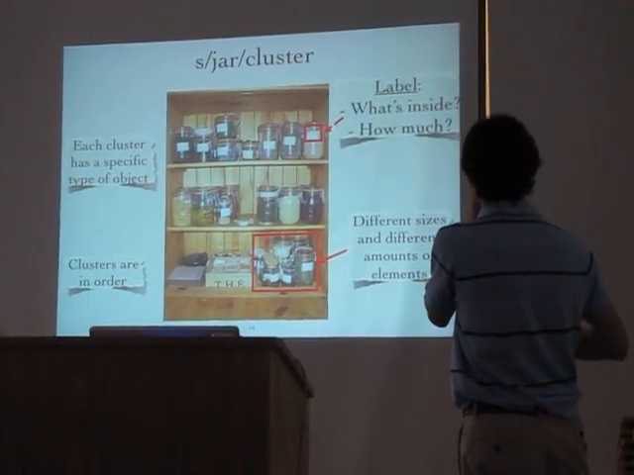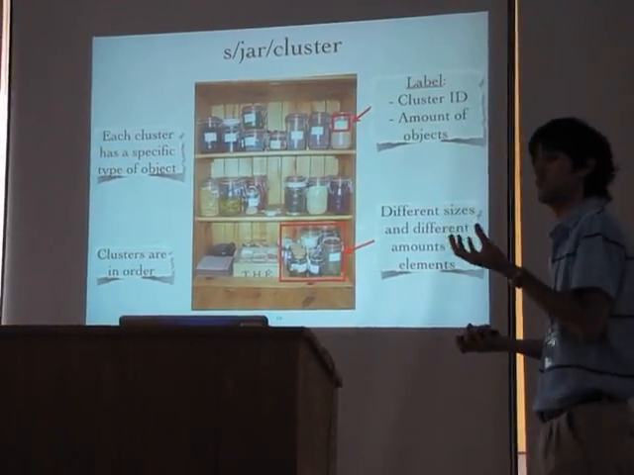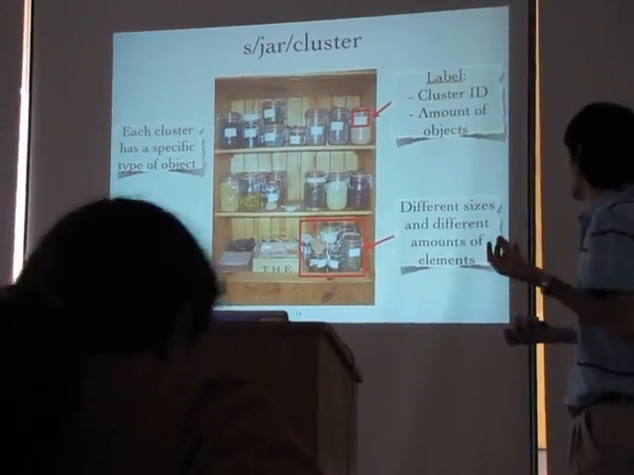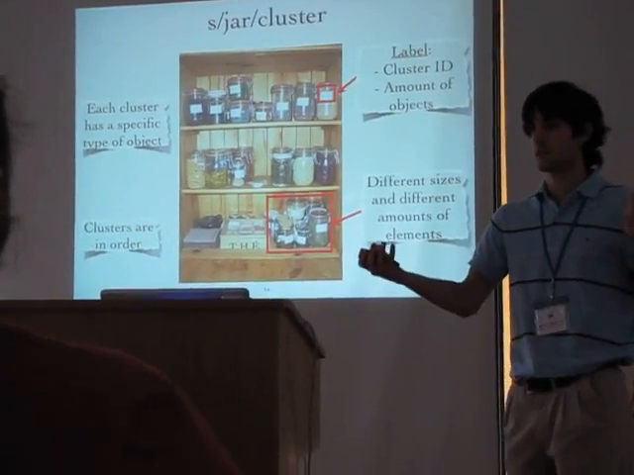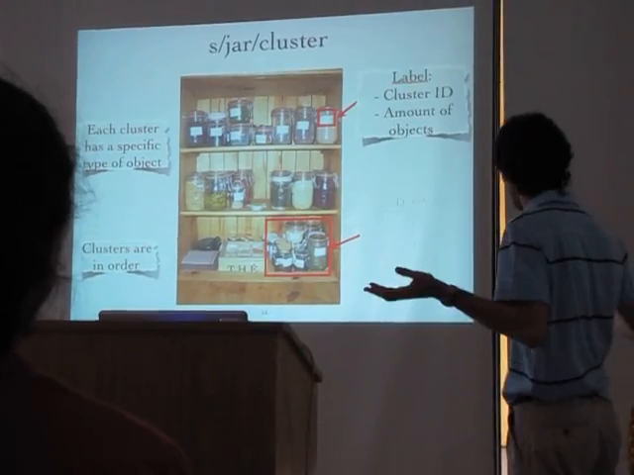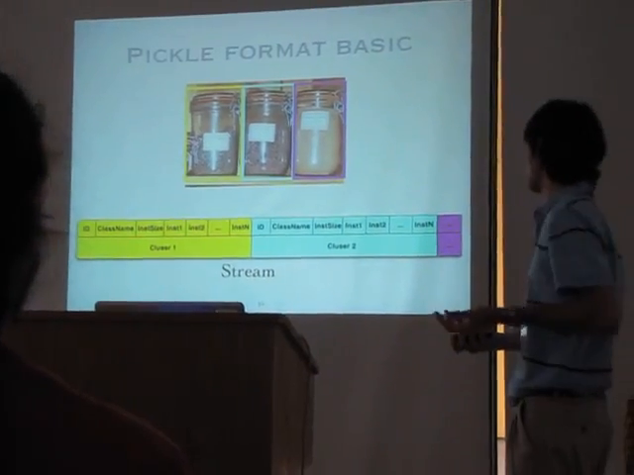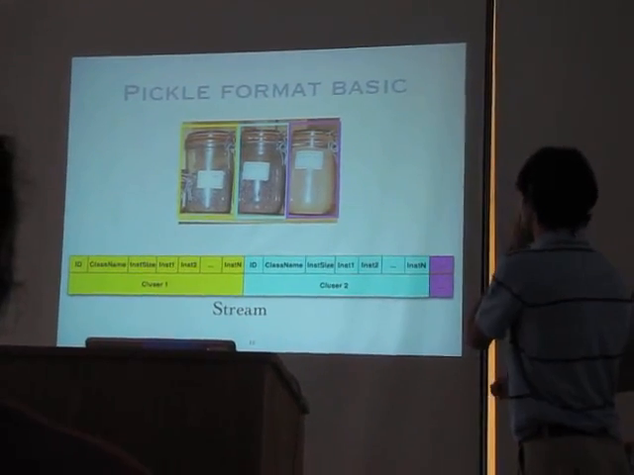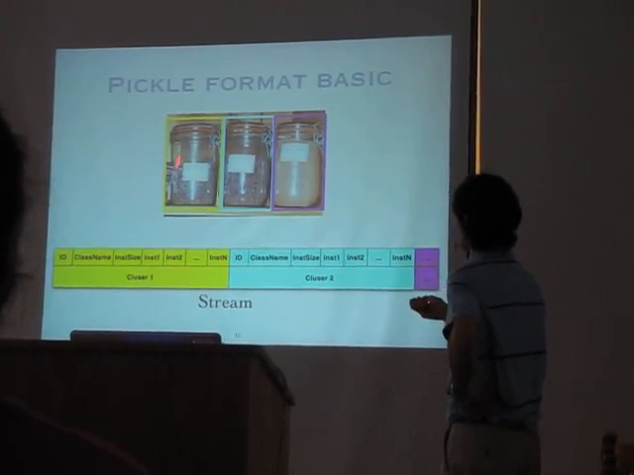And the same happens with the label. So each cluster will have a label, which in our case will have an ID. And we also encode how many elements are inside that cluster. And of course, each cluster has a different amount of objects inside. So to answer Alexander's question, the idea is that we can have one cluster.